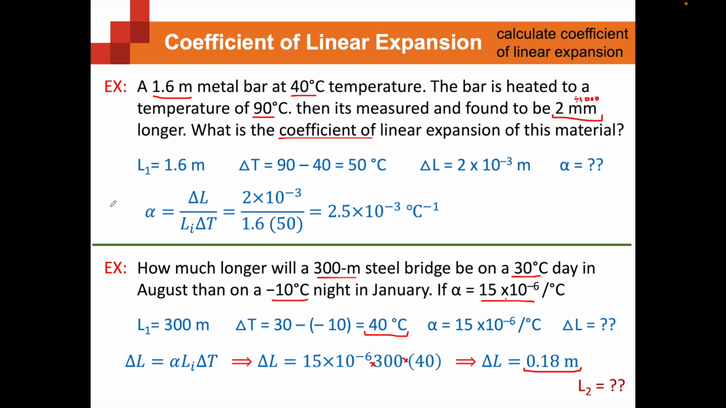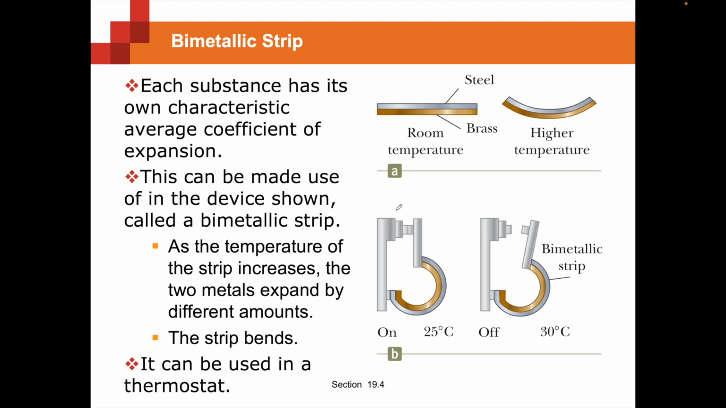So to find the coefficient, we'll take my change in length divided by L0 and change in T. We'll have 2 times 10 to the minus 3 divided by 1.6 times 50, and you should get 2.5 times 10 to the minus 5. Celsius to the minus 1 is the same as dividing by Celsius. That's the overall unit for the coefficient.